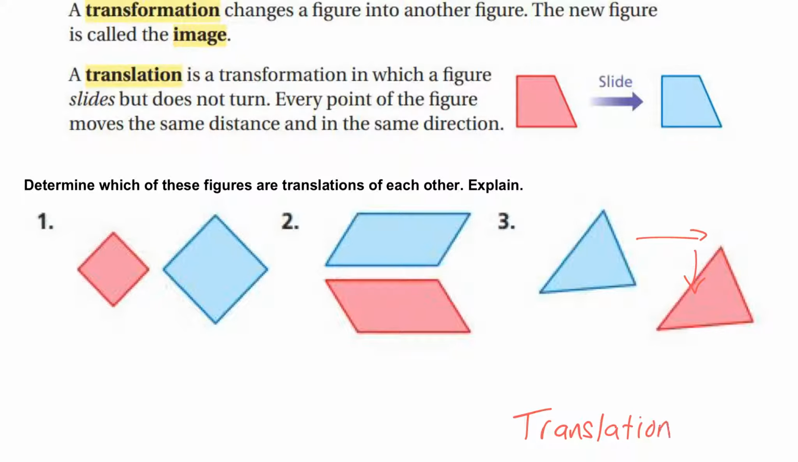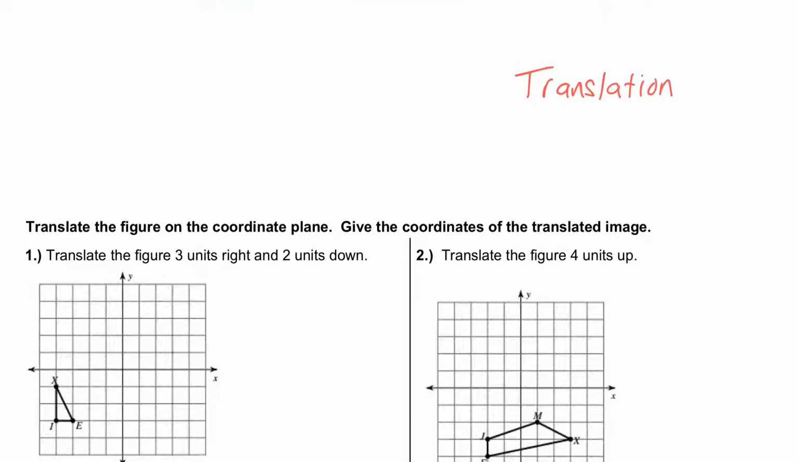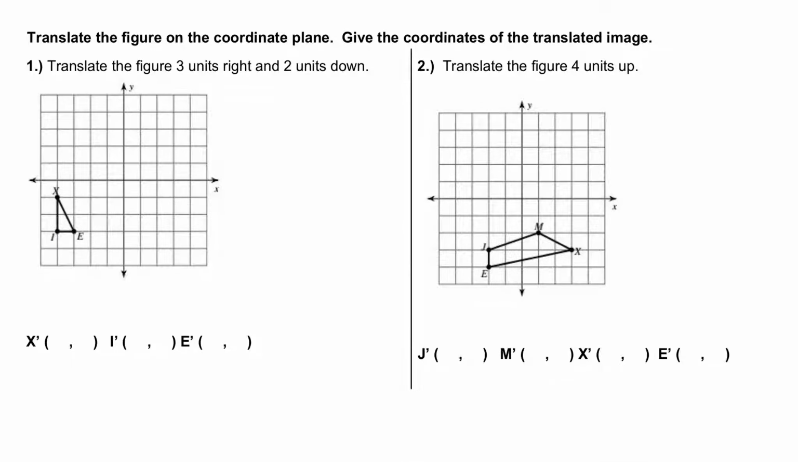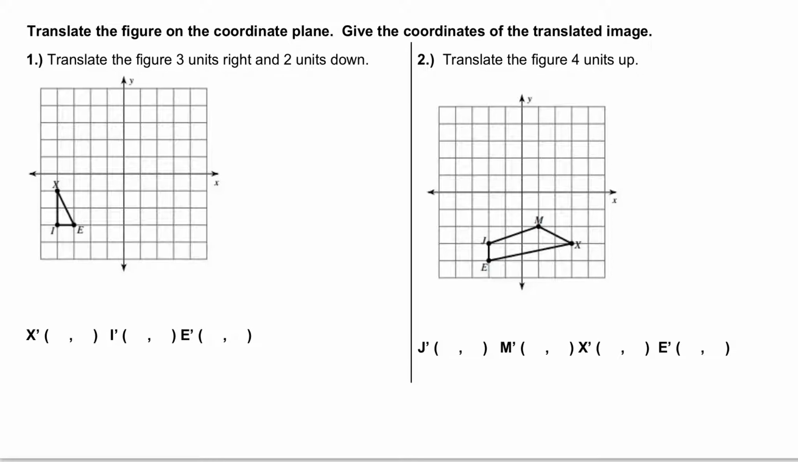And we're going to get into other types of transformations that allow us to transform images like 1 and 2, but today we are just focusing on translations. Okay, let's scroll down and see how we perform translations on the coordinate plane. So our instructions for 1 and 2 are to translate the figure on the coordinate plane, and we also want to give the coordinates of the translated image.